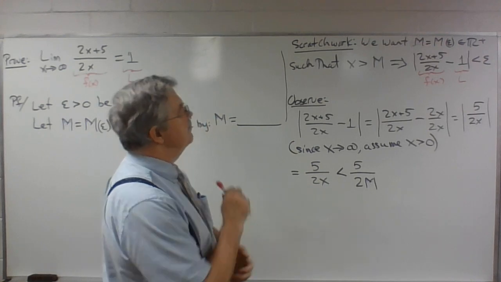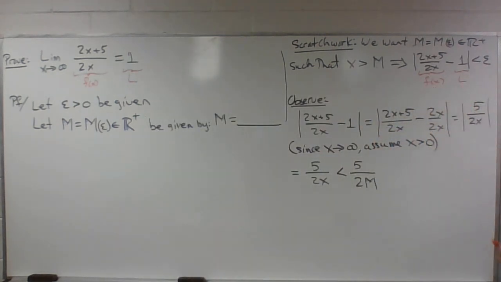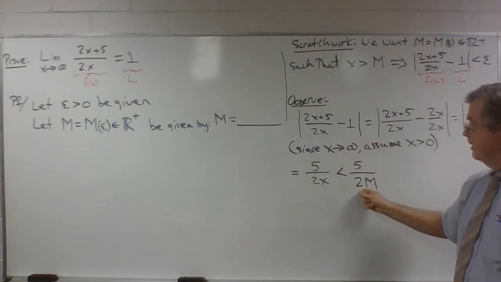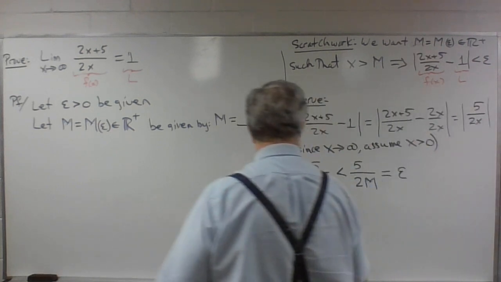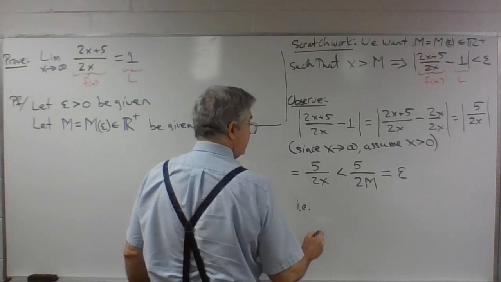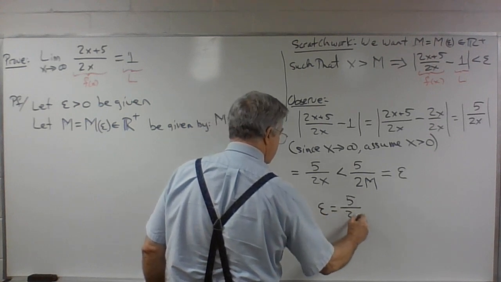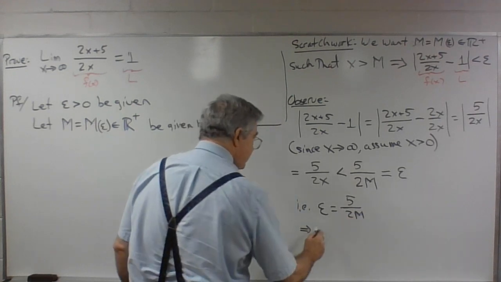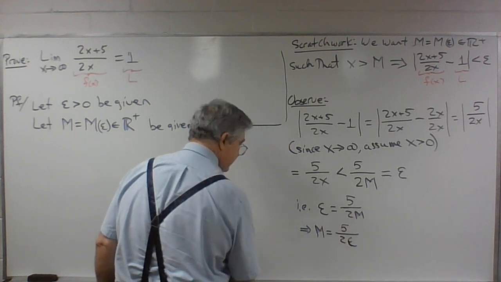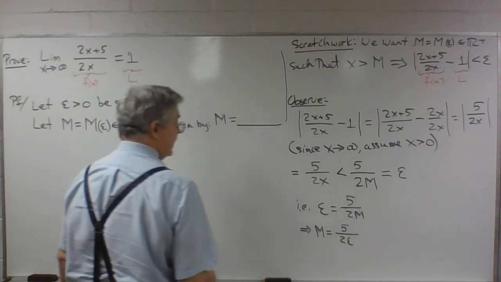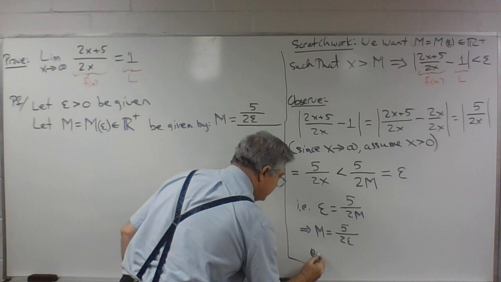But this is what we were trying to do. We're trying to get this expression, f of x minus 1, less than epsilon. Well, we've got this thing less than something. Let's make this our epsilon. So let's see. Epsilon equals 5 over 2m. And that means that m is equal to 5 over 2 epsilon. Okay. M equals 5 over 2 epsilon. I got exactly what I needed from my scratch work.